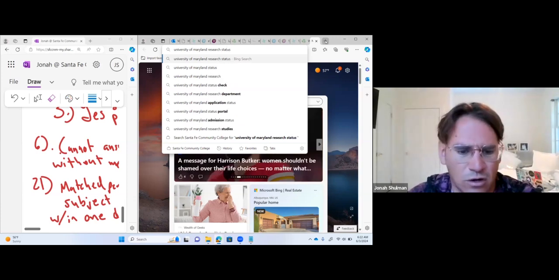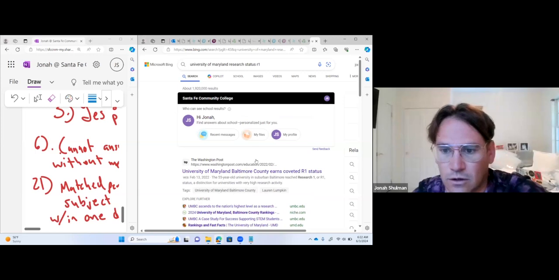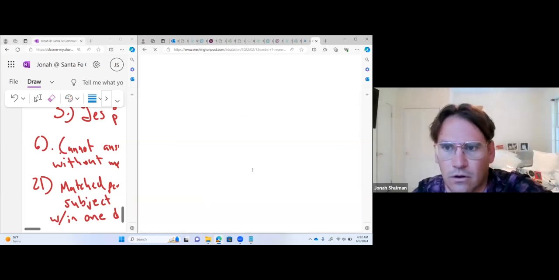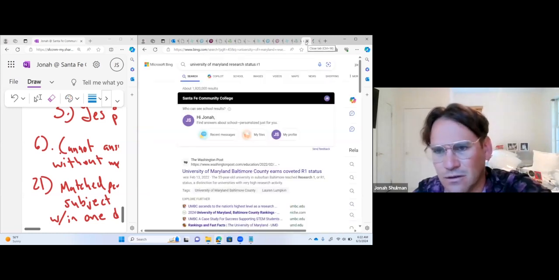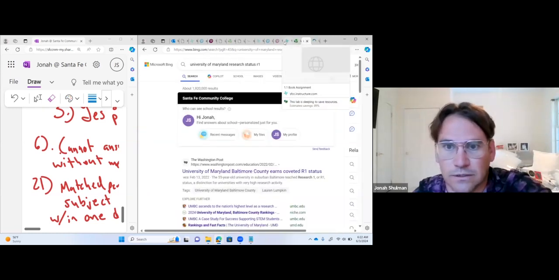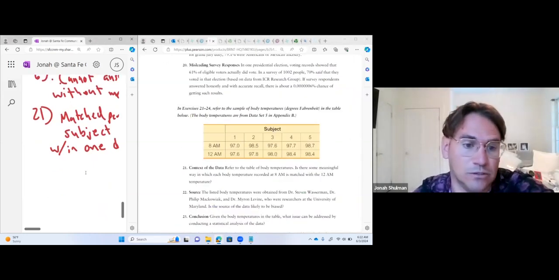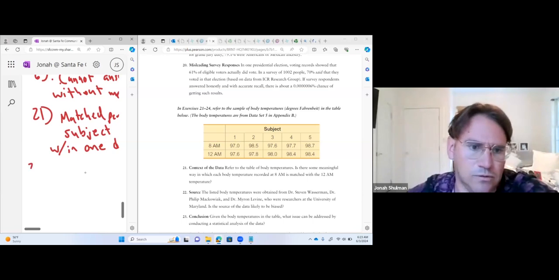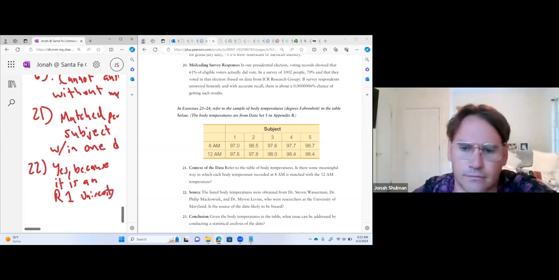Are they R1? Are they R2? I went to an R1 university, so it was kind of big. Oh, they are. So they have R1 status, which means they're one of the most highly regarded universities. I think everybody wants to be an R1 university. So yes, I would say yes because it's an R1. I didn't do a lot of research there. So 22, yes, because it is an R1 university.